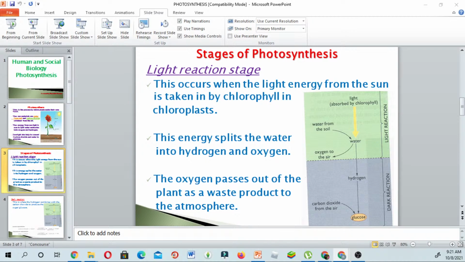Right, so the second point: the energy that is now trapped by the chlorophyll, they are saying that this energy is used to split the water into hydrogen and oxygen. Now, looking at the image, that's the light reaction stage.